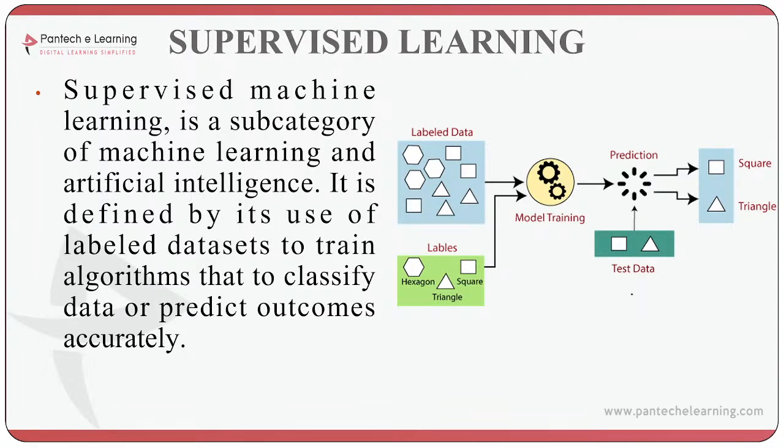In supervised learning, we take labeled data. In the labeled data, for example, we take different shapes of labels, such as hexagons, triangles, and squares. We apply training to the model, and after training the model, we complete the prediction. After completion of the prediction, we test the data. In that, we got the result for the different squares and triangles.